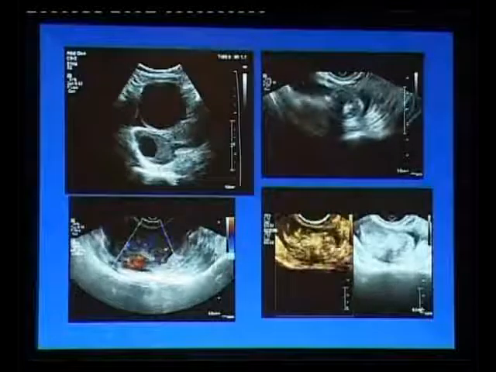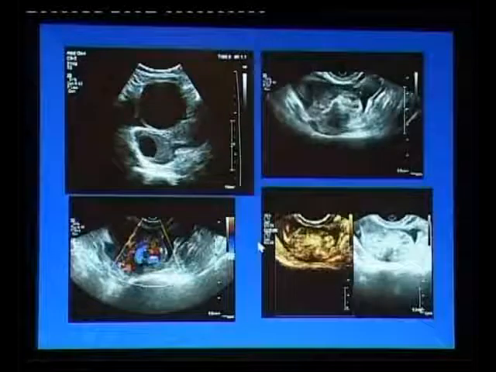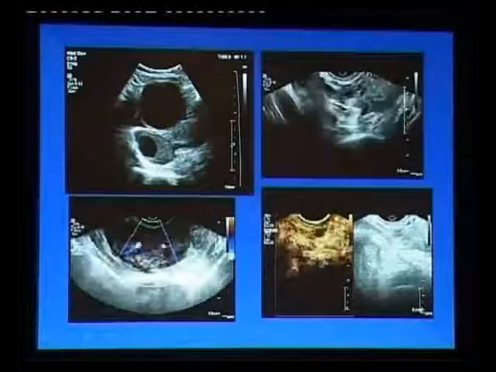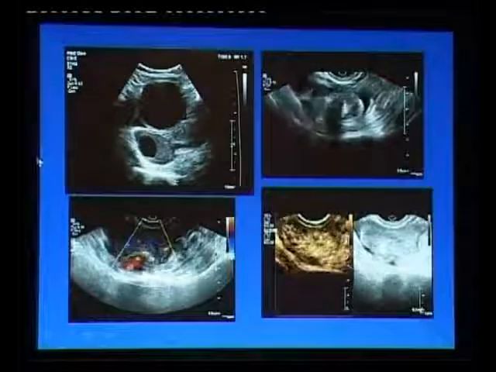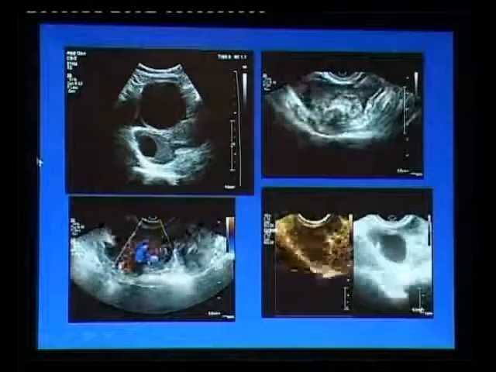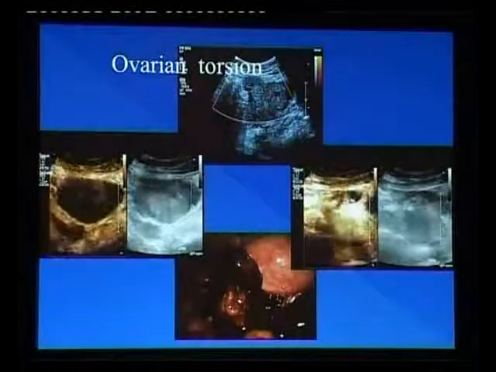But in contrast, we can see this sign much, much better, and we can give a more confident diagnosis of torsion, because you can see that there is a complete hypoperfusion in this ovary as compared to a normal looking ovary. Furthermore, now we are trying to find out whether with contrast we will be able to tell the clinician how much of the ovary is viable or whether there is no viable tissue.